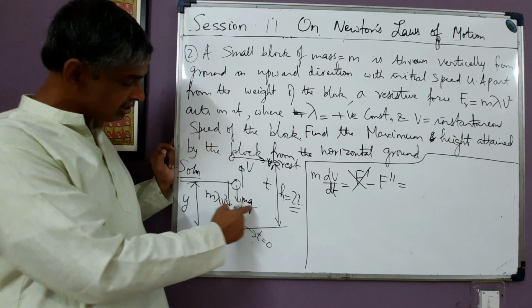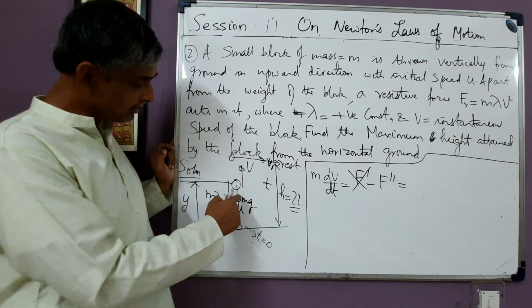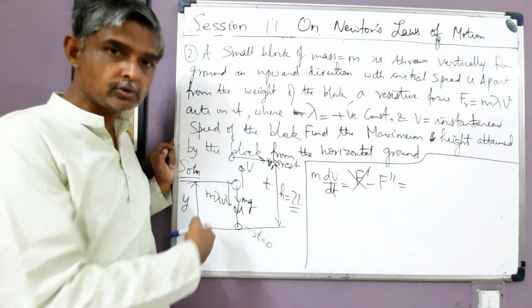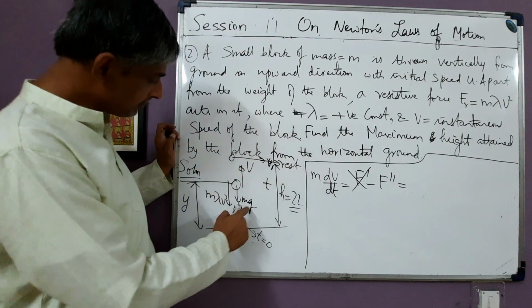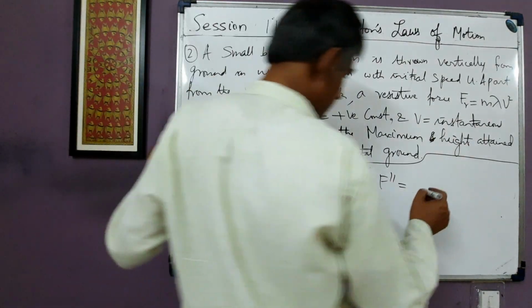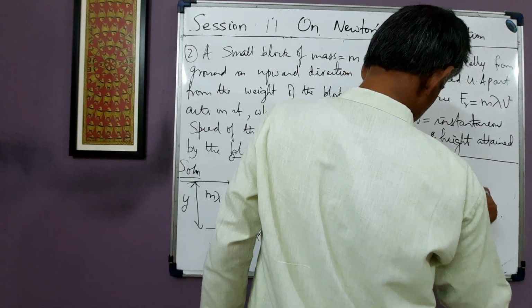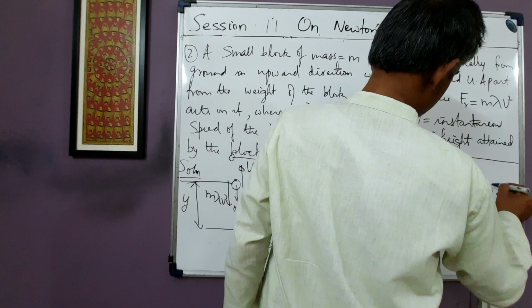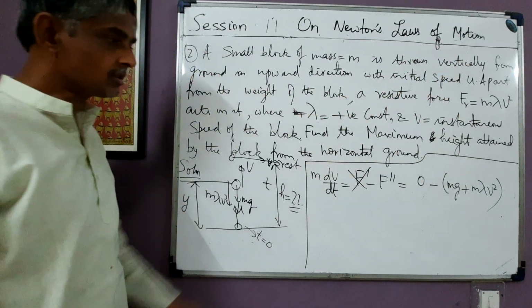Now these two forces, mg and m lambda v square, are both in the downward direction. They make a 180-degree angle with the upward direction, which is an obtuse angle. So f double dash simply becomes mg plus m lambda v square. So this I'll write as 0 minus mg plus m lambda into v square. So this is the required equation.